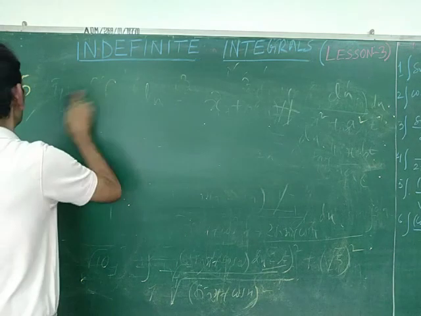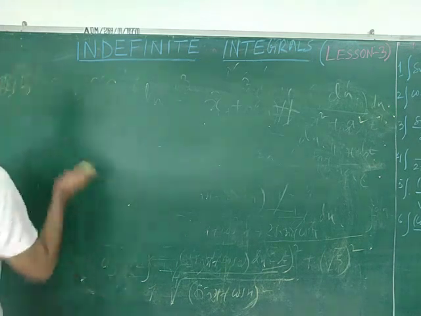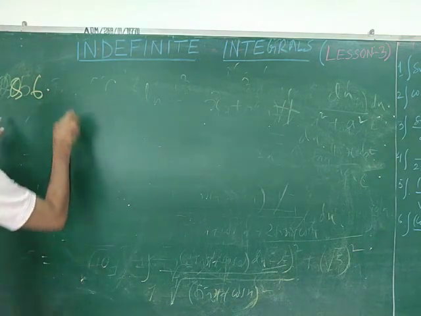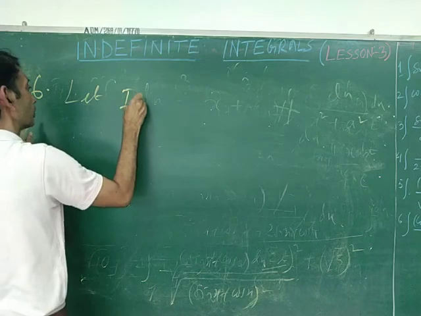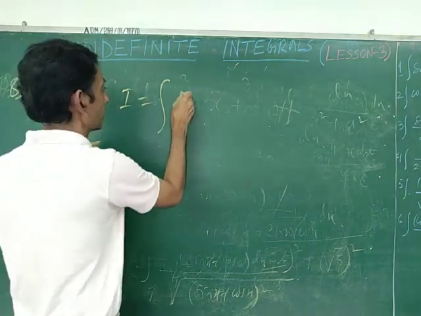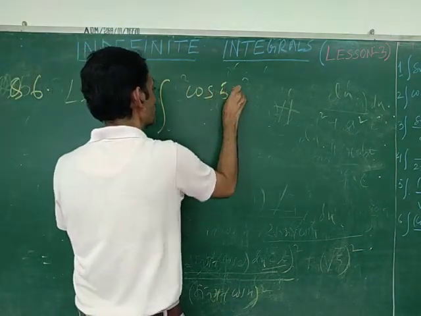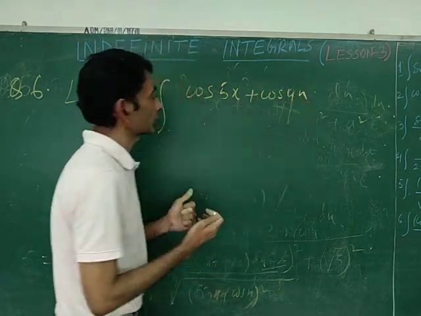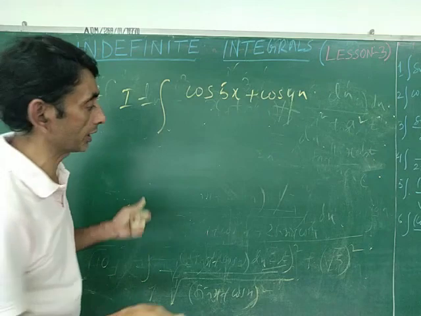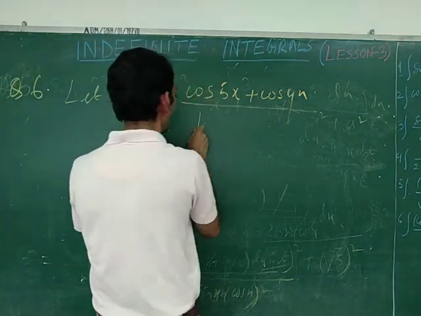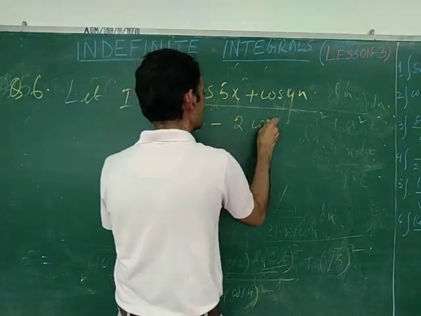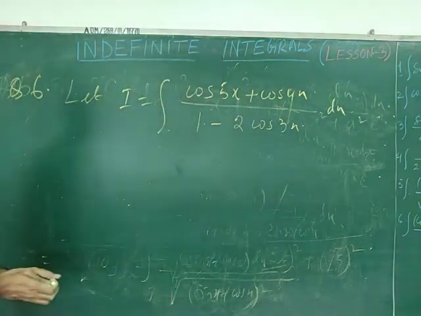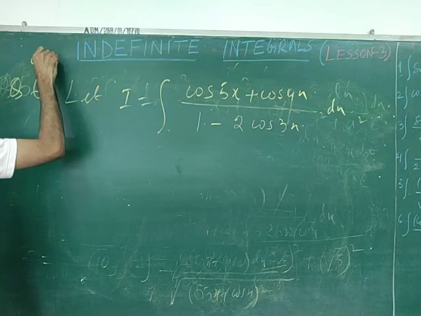We'll solve question number 6. So let I equal the integral of cos 5x plus cos 4x by 1 minus 2 cos 3x dx. So how to solve these questions? These are important questions.